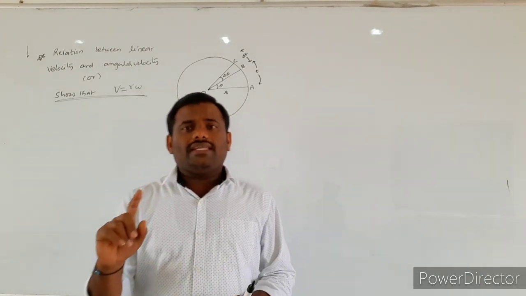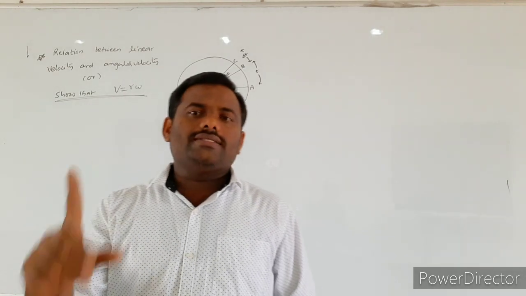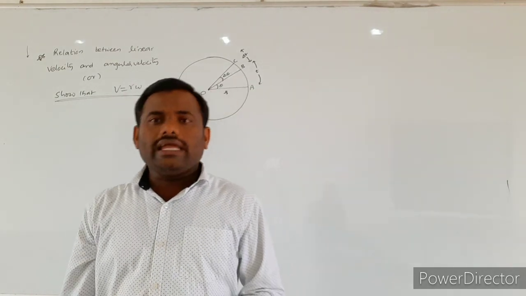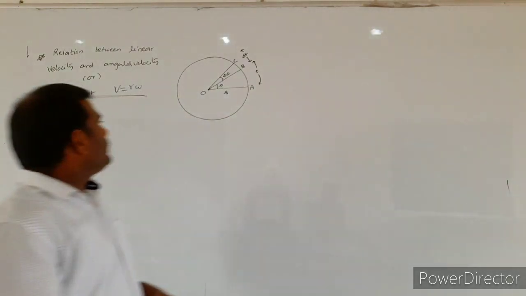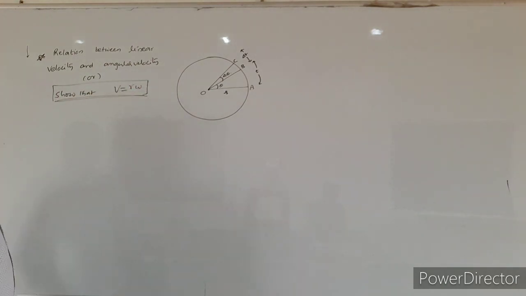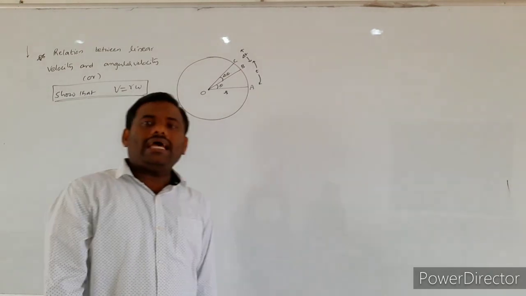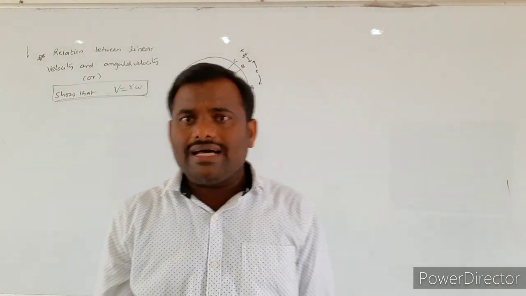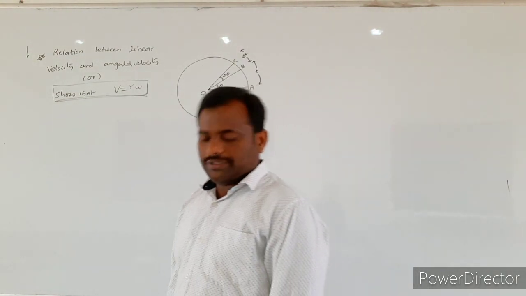And the second velocity is angular velocity. Now we are going to derive the relation between linear velocity and angular velocity.